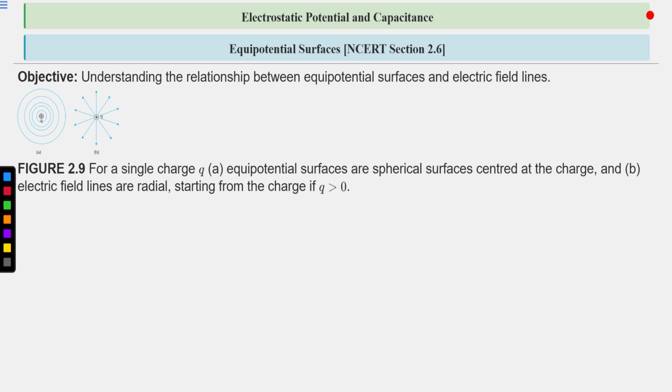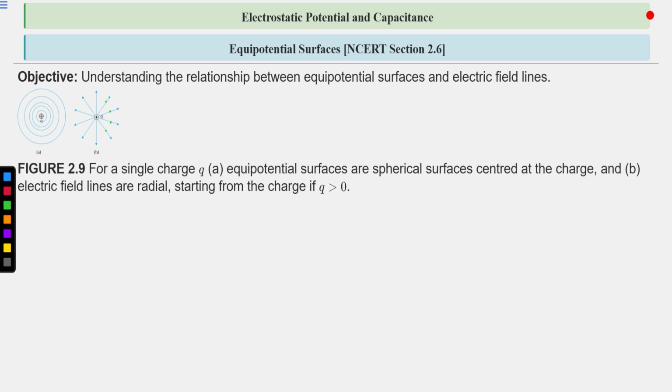Means if this is positive charge Q, I will fix any value for R. Suppose this is R. This is the same value R in this direction. This is the same value of R in this direction. This is the same. The locus of these points will form a circle in 2 dimensions, but in 3 dimensions, what surface will form? Sphere. Okay.